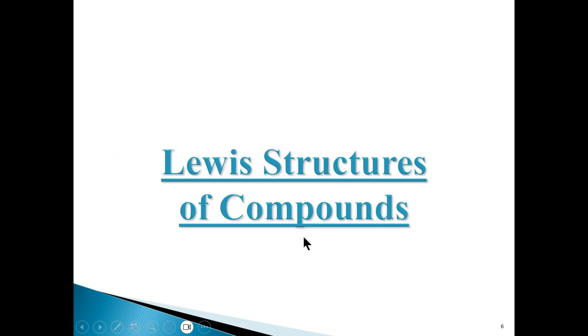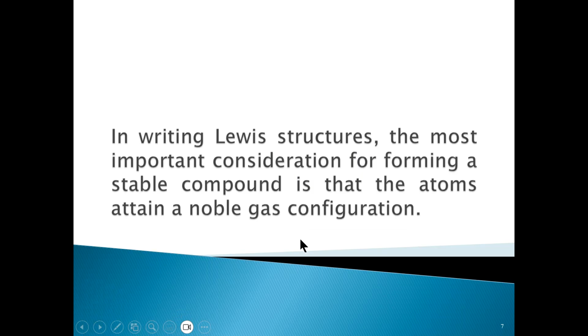Now, we're going to look at some more complex structures, not too complex, but more complex than the ones that we have just looked at. So what we're going to look at is how do we draw the Lewis structures for these particular molecules. And as stated here, when you're drawing the Lewis structures, the most important consideration for forming a stable compound is that the atoms obtain the noble gas configuration. And the noble gas configuration is the octet rule that I was referring to. In other words, each atom must have 8 electrons on its outer shell.